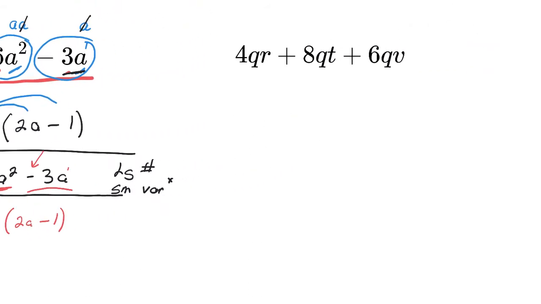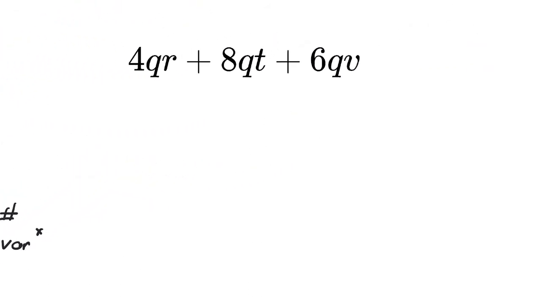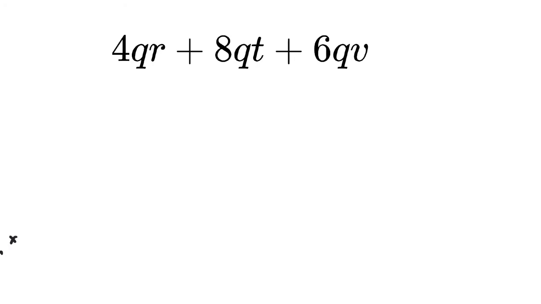On to our second example. This time we have 3 terms. In this case, when we look at the numbers first, we have 4, 8, and 6. So 2 is the largest number that's common to each. We then look at our variables, and none of them have an exponent, but we can see that q is common to each and every one of those terms.